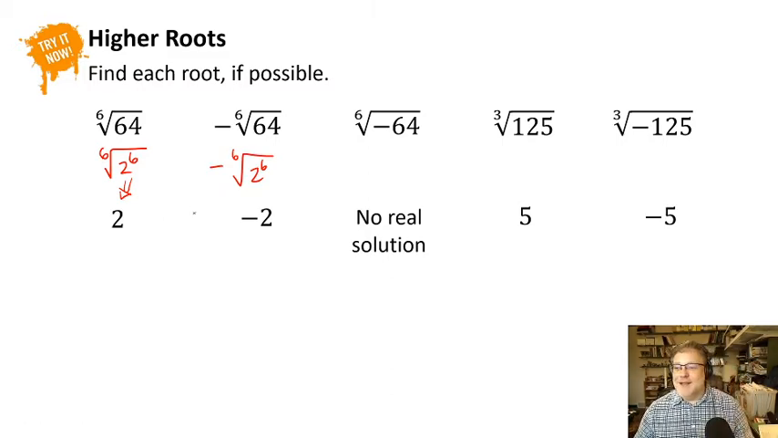Oh, and it has to be the negative solution for that, so negative 2. For this one, it's no real solution, but for this one, we can describe this as the cube root of 5 cubed. So once again, we see an instance of the exponent and the root canceling each other out when they're the same like this.